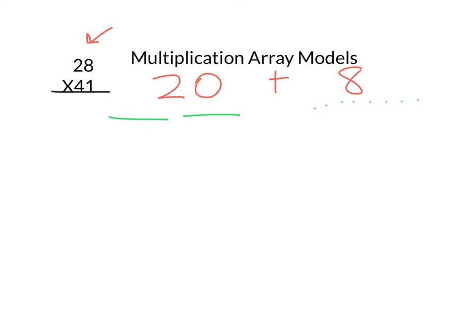So then if I break up my second factor, what does that break into, Alana? 40 plus 1. So I'm going to write that just like I would with box method, kind of sideways over here. So I've got 40 plus 1. I know it looks like 40 plus minus sign, but I'm just writing it sideways so I can really see it.